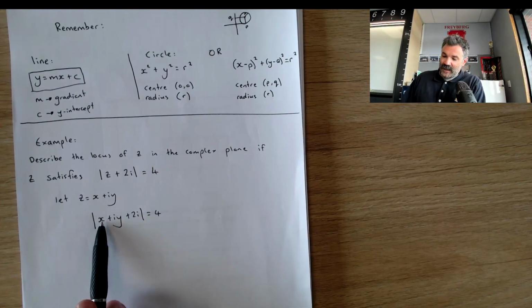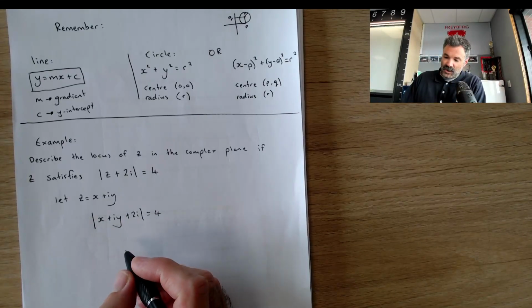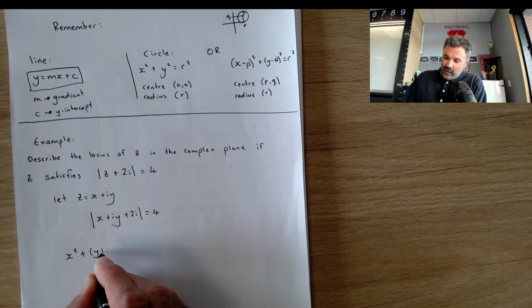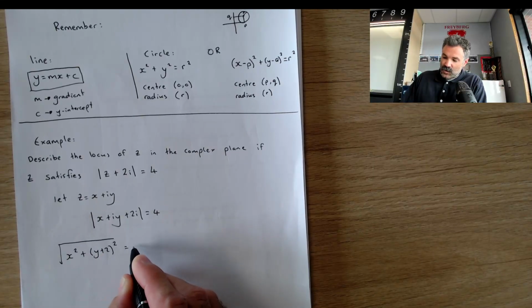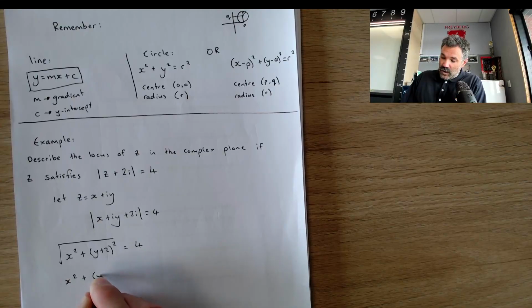So in this case here, x is my real part, y and 2 are my imaginary part. So when I use the formula, it becomes the square root of x squared plus (y plus 2) squared, is equal to 4. This is my modulus formula, the real part squared plus the imaginary stuff squared, all square rooted. This is directly Pythagoras. And now I can square both sides and have x squared plus (y plus 2) squared is equal to 16.